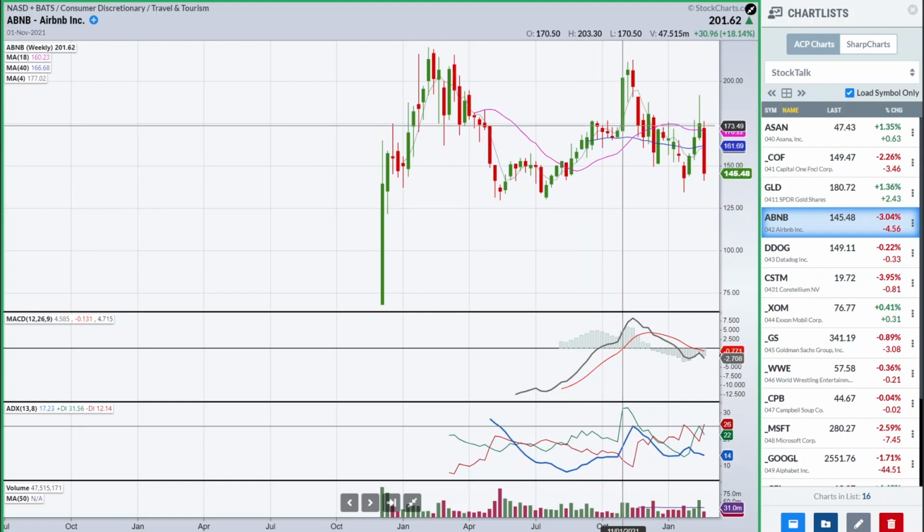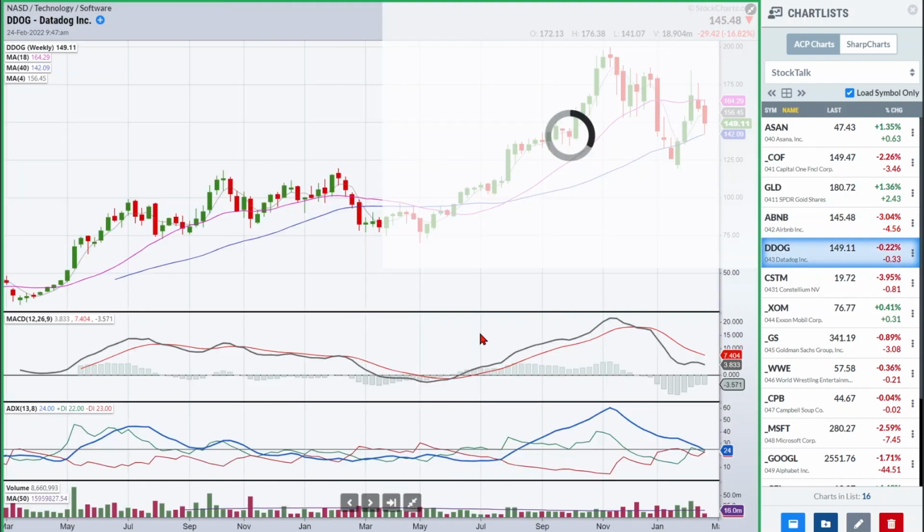Now I would actually consider the resistance to be right around 170, 175. But it's really caught in a range. I just don't see a whole lot going on here. If we don't hold these lows, then expect this to come back and test the original opening price.